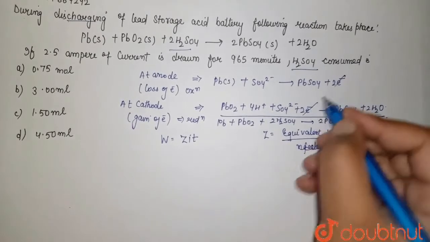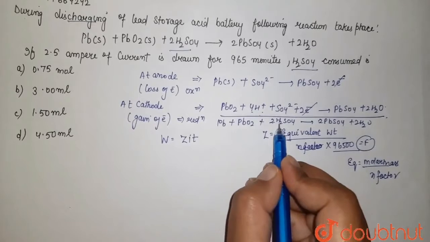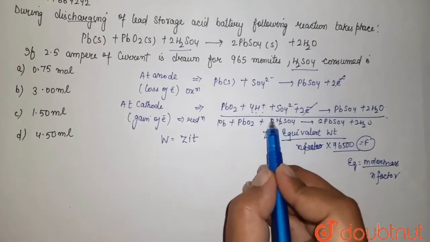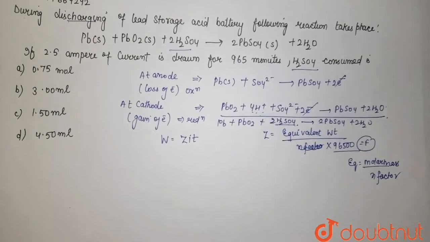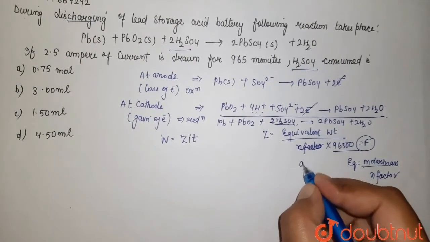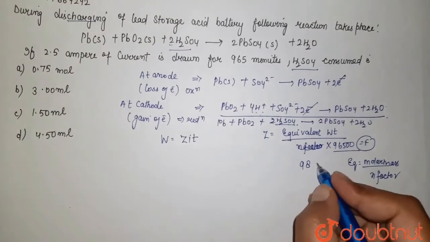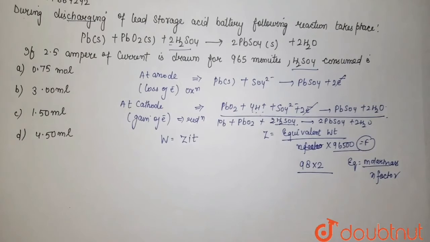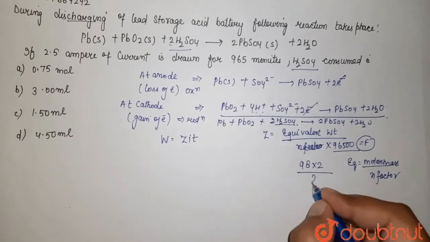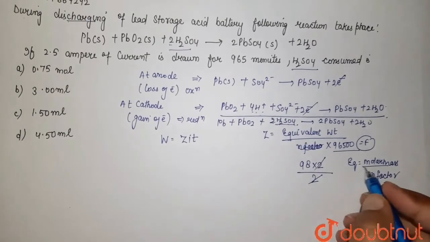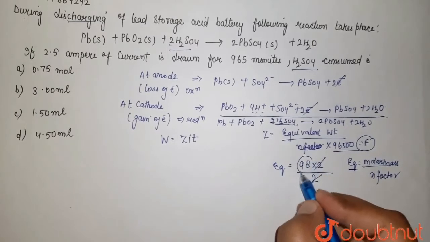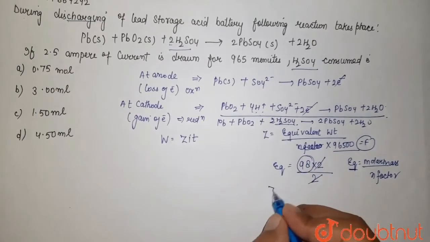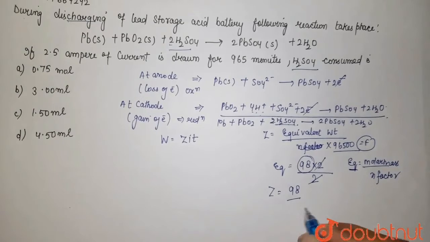This will get cancelled out. Here if you see, the 4H plus, that is 2 into 2, that is 4, and here are 2 sulfate, that is 2 H2SO4. Now the molar mass of H2SO4 is 98, here we are having 2, and the n factor here is 2 electrons, so it is 2. So equivalent weight is 98.